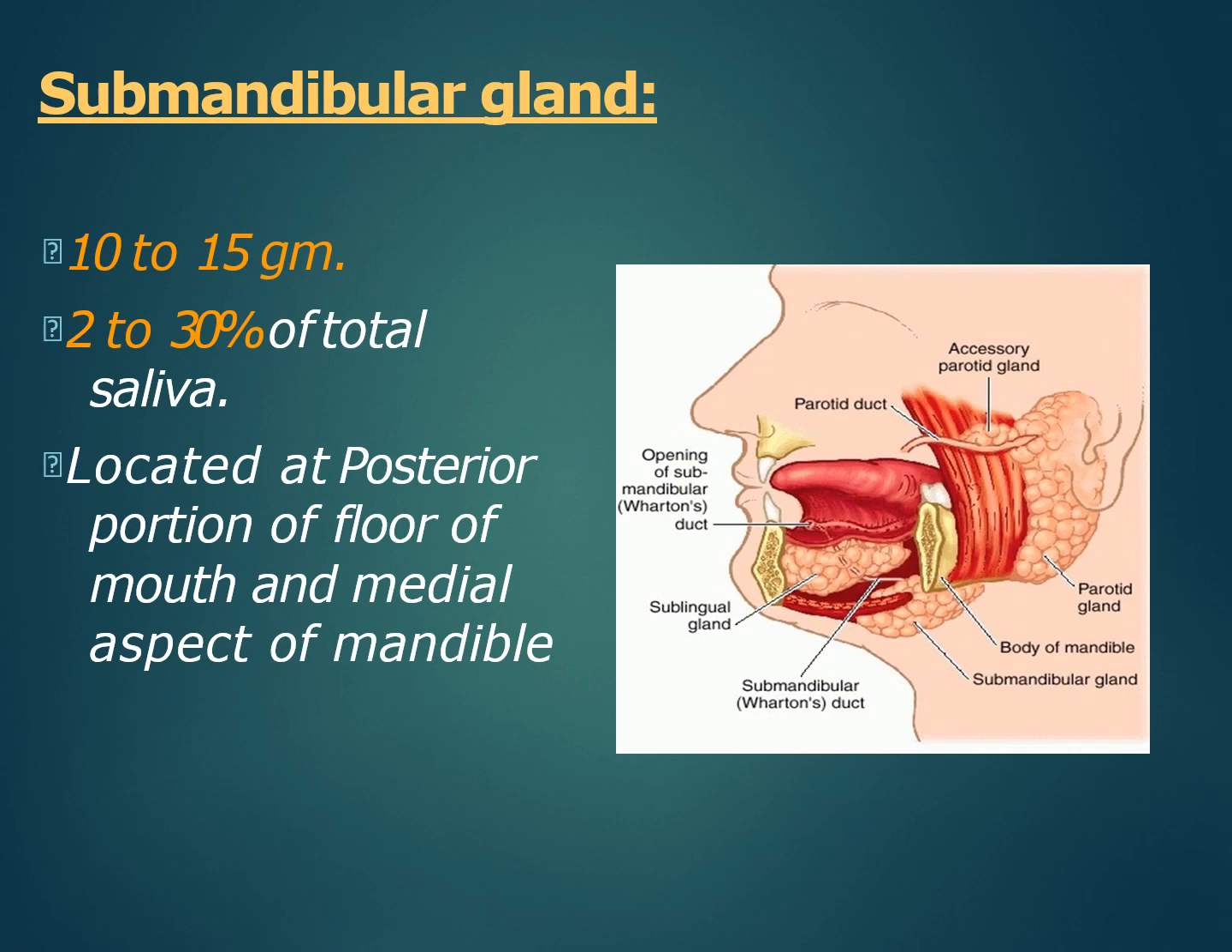About the submandibular gland. It is 20 to 30% of total saliva secretion. Its location is the posterior portion of the floor of the mouth. It is seen in the floor of the mouth on the posterior side and also on the medial aspect of the mandible. Its name suggests submandibular. Submandibular means below the mandible. That means below the medial aspect of the mandible. This is the location of the submandibular gland.